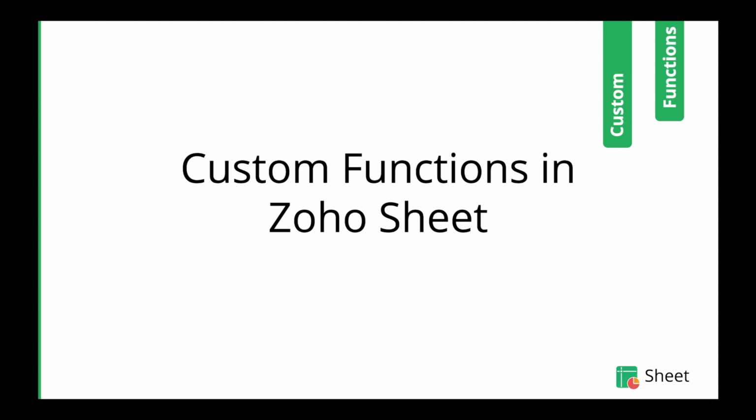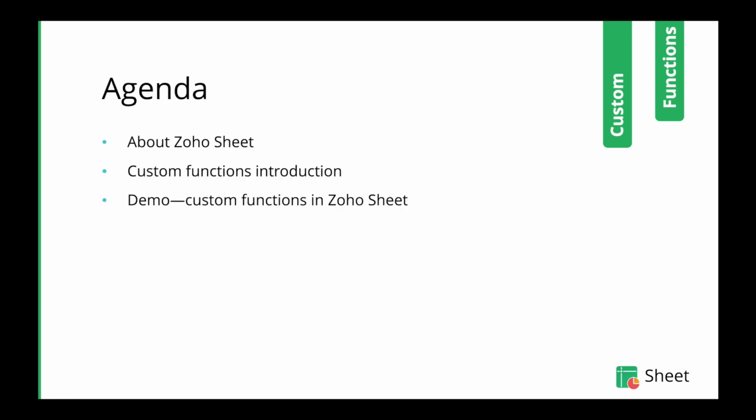So in this webinar, we'll be talking about custom functions in Zoho Sheet. Custom functions are nothing but those personalized functions that you can create for your unique business needs, apart from those predefined functions that are already available. So let's begin. First, we look into a brief introduction about Zoho Sheet, the whole product itself, and then we'll move on to the topic for today's session, that is custom functions, and we'll jump into a demonstration to see how this feature actually works inside the product.